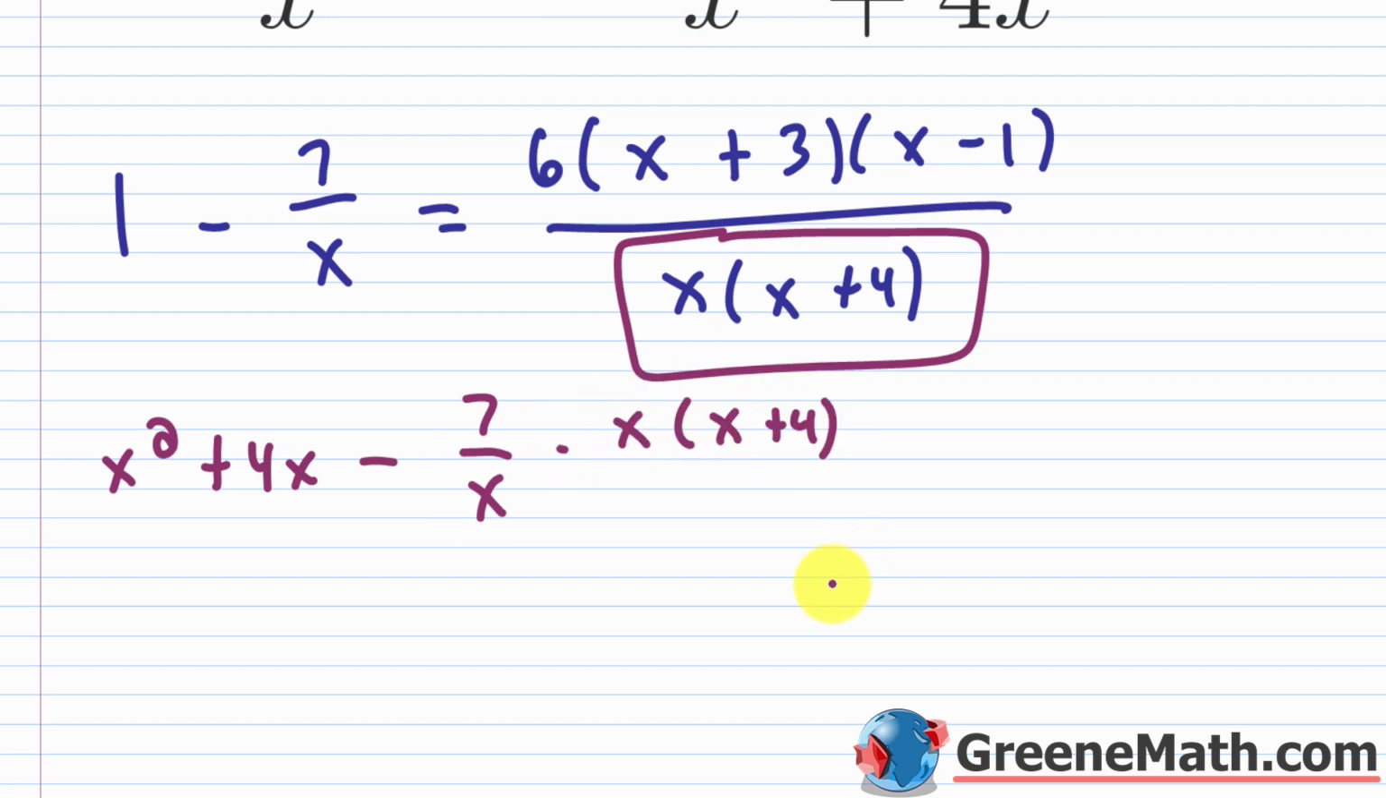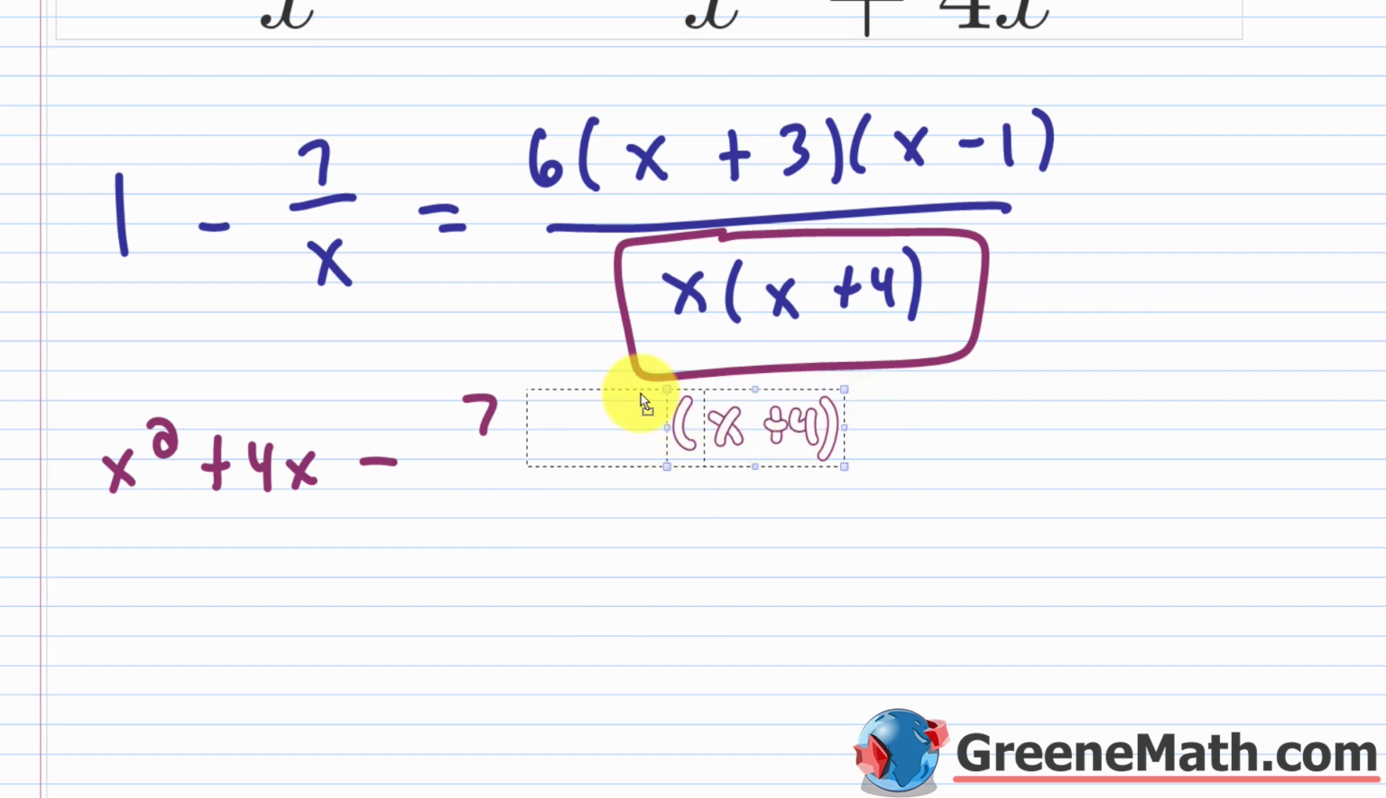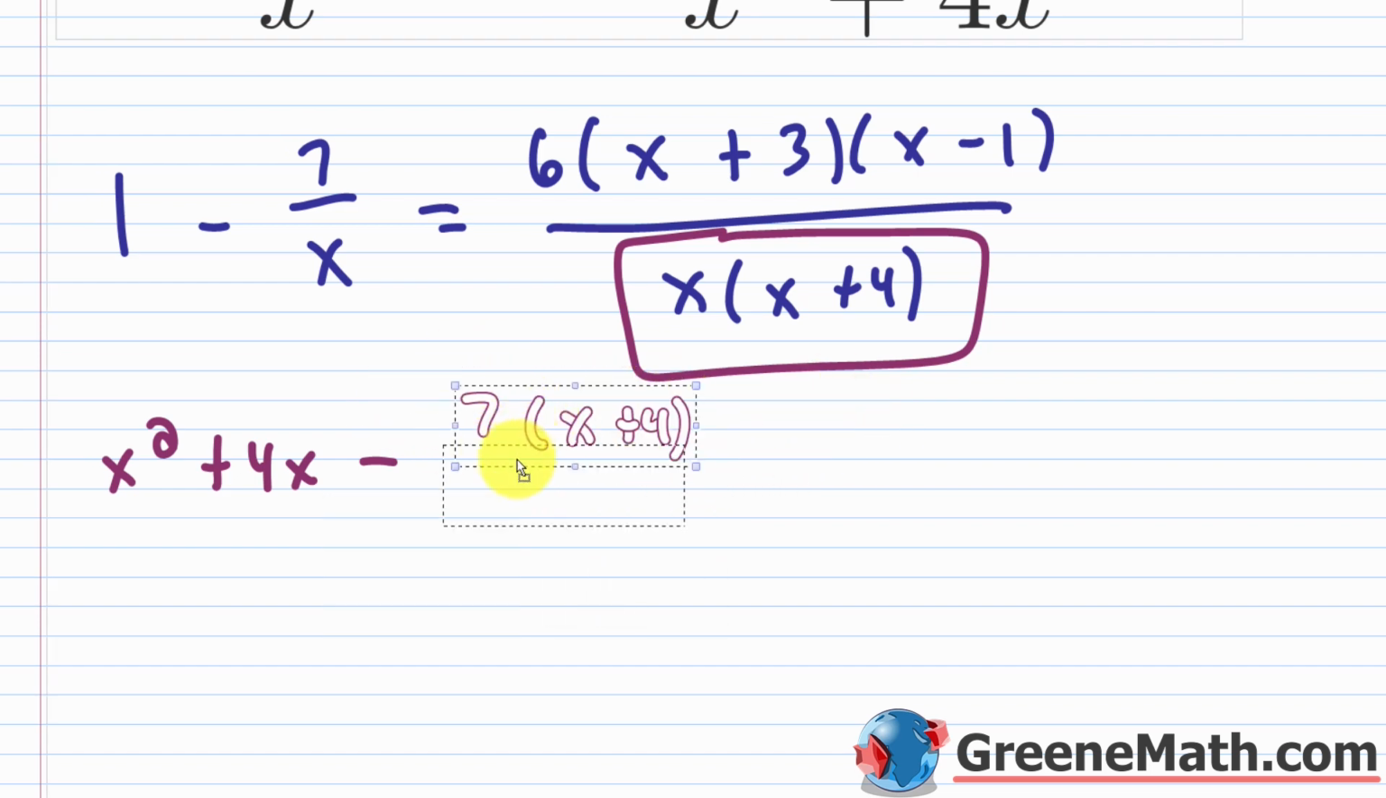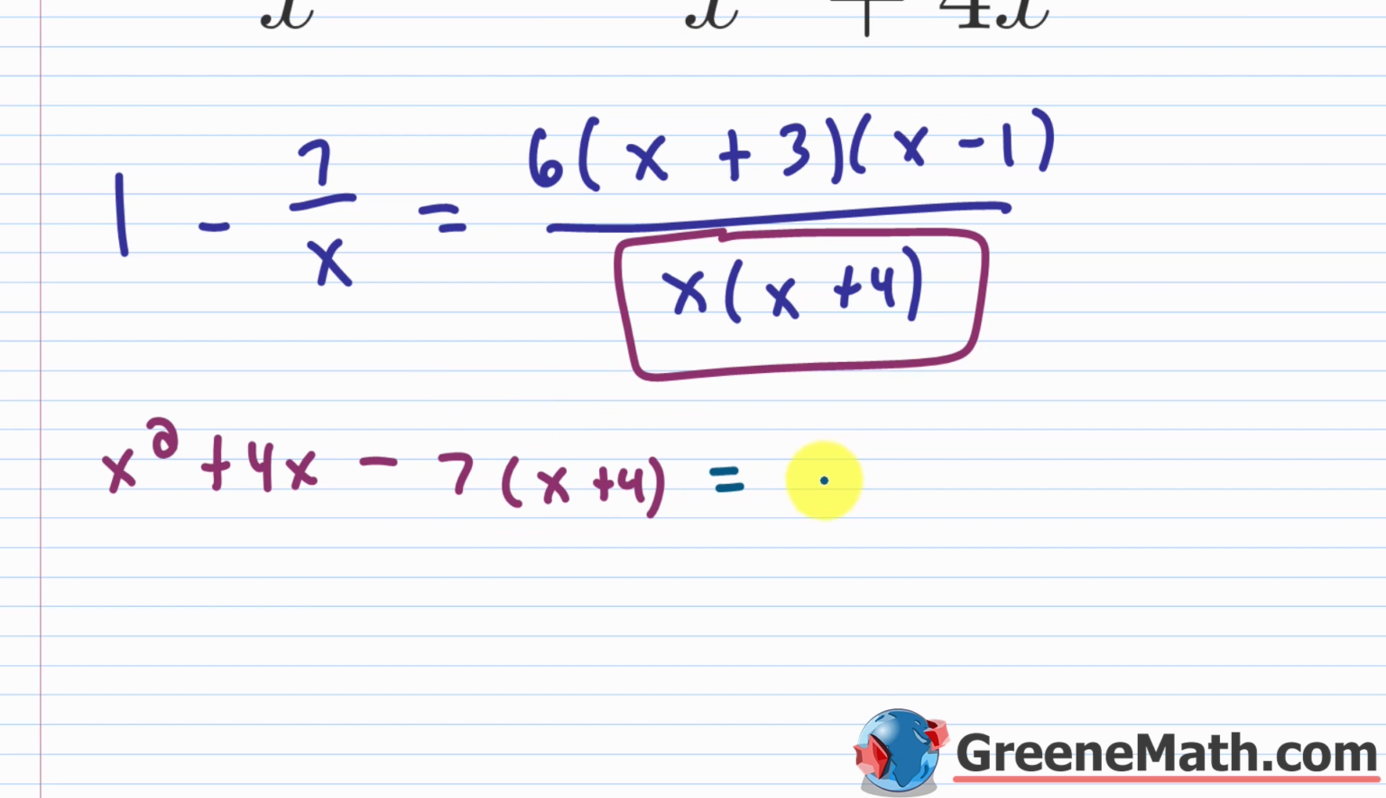Again, because it's hard to fit all this stuff on the screen, I'm just going to cancel stuff as I go and say this cancels with this. So you would erase this and say 7 times the quantity x plus 4. Let me slide this down here and then slide this down like this. Then we could say this equals, well, if this guy here gets multiplied by the denominator, then the denominator is going to cancel, right? So I would just have 6 times the quantity x plus 3, and then times the quantity x minus 1.